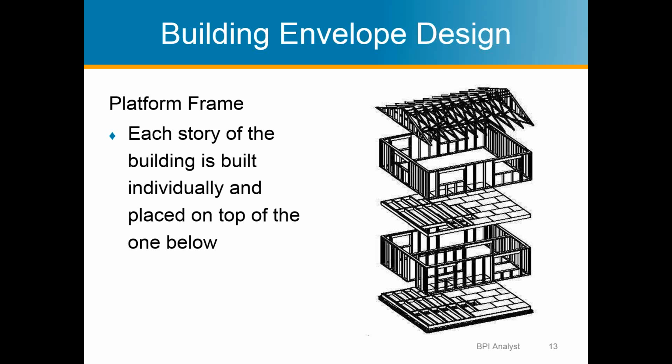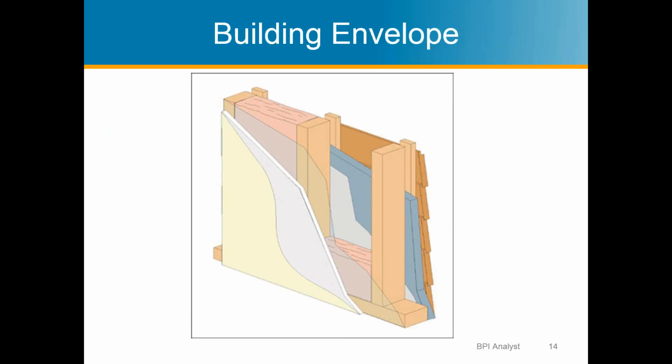They build a platform and then the walls, another platform, another set of walls until you get to the roof. And the building envelope, like the wall assembly that's shown here, is comprised of a lot of different elements. We'll go into those in more detail later on, so I won't spend the time on it right now.